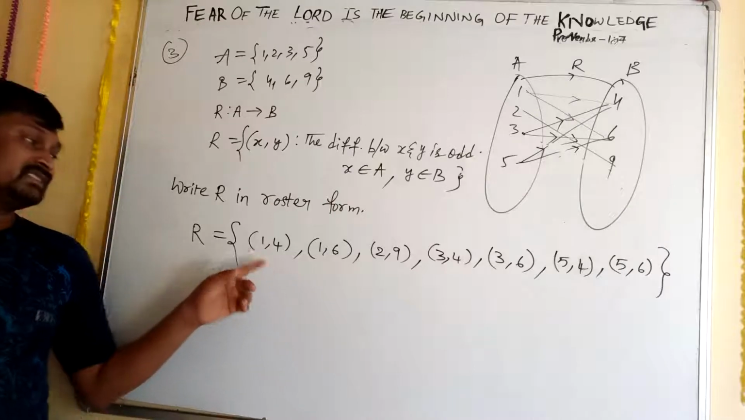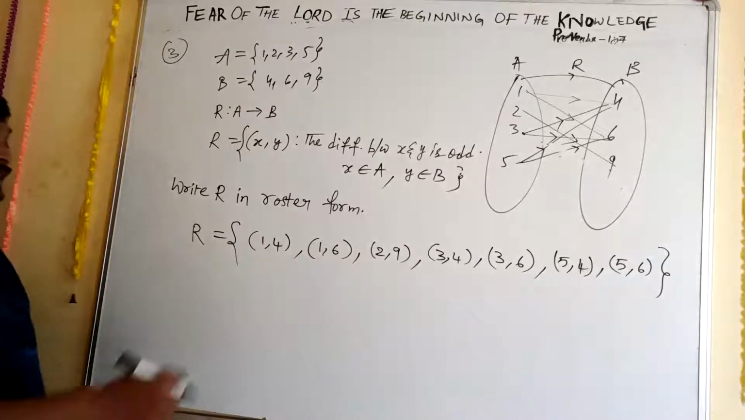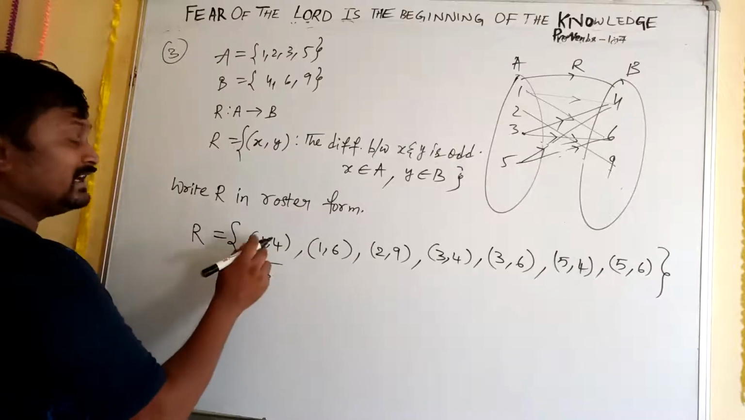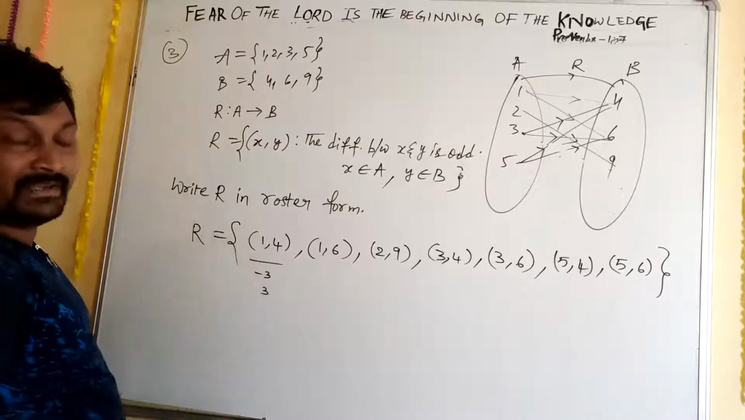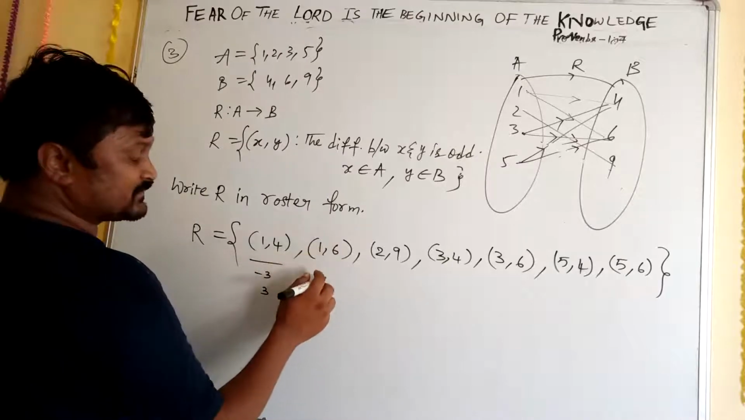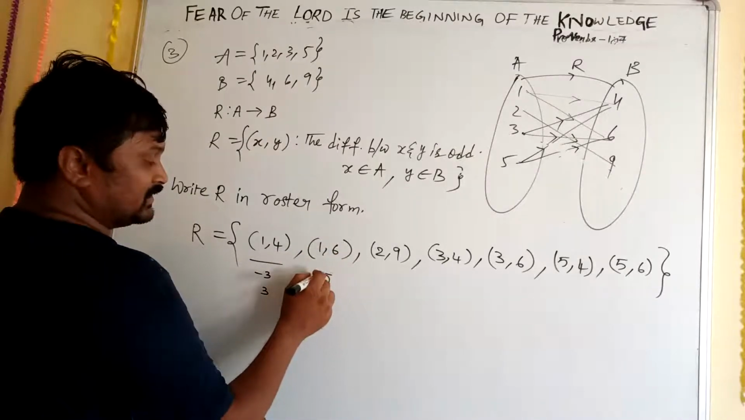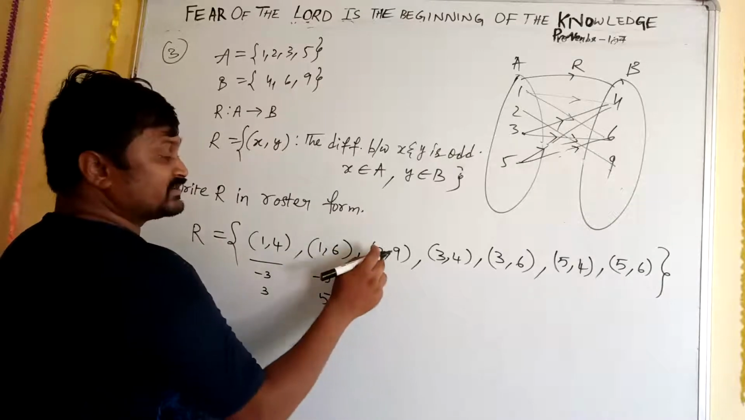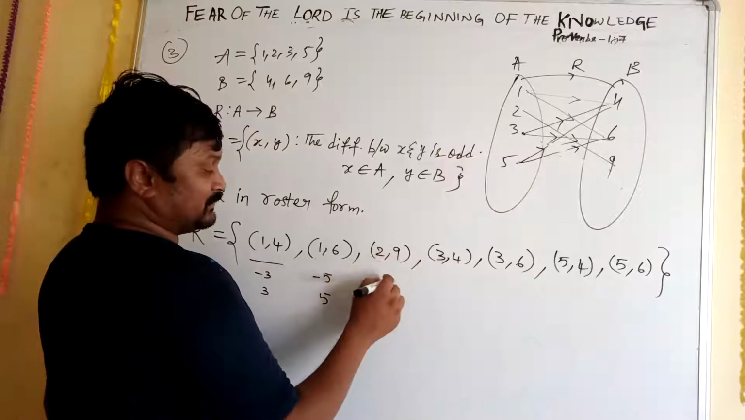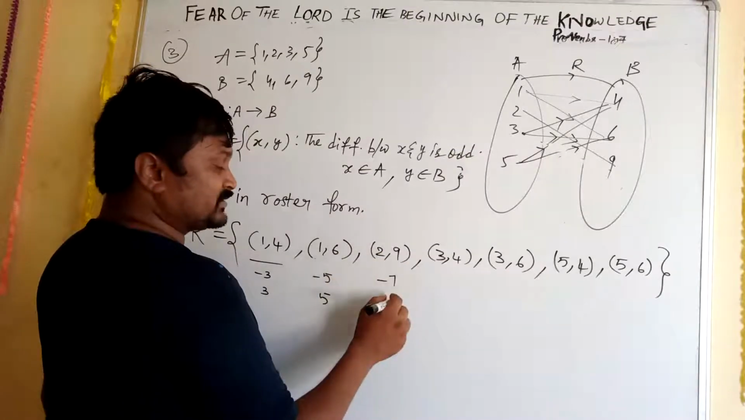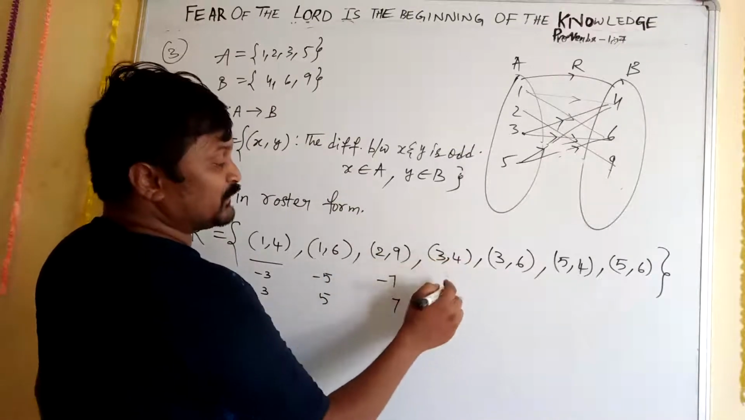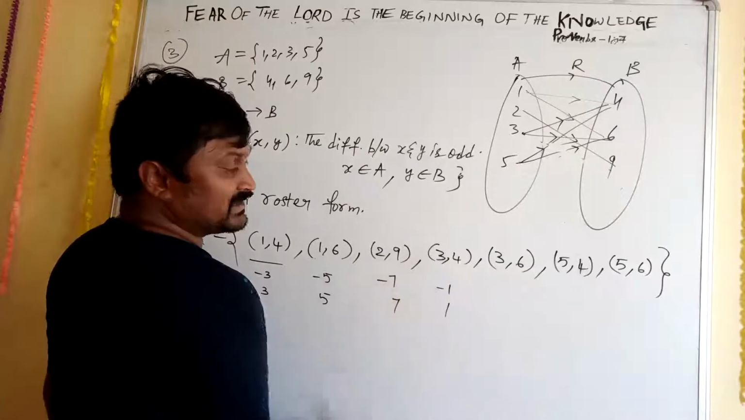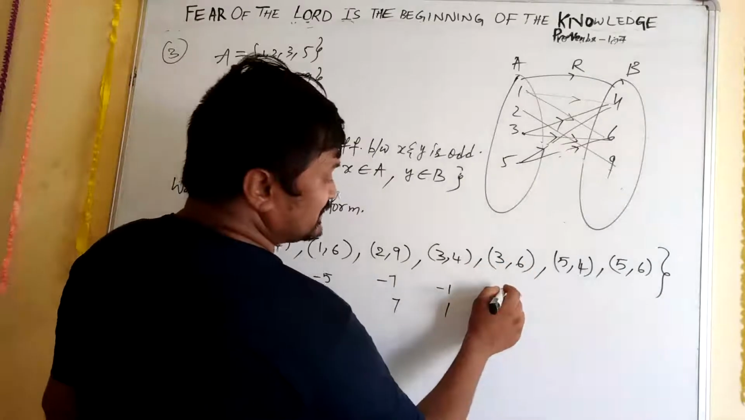Whatever relations are here, so for (1, 4) you get the answer: 1 minus 4 is minus 3, 4 minus 1 is 3. Okay, and here 1 minus 6 is minus 5, 6 minus 1 is plus 5. And here 2 minus 9 is minus 7, then 9 minus 2 is 7. 3 minus 4 is minus 1, 4 minus 3 is plus 1. 3 minus 6 is minus 3.